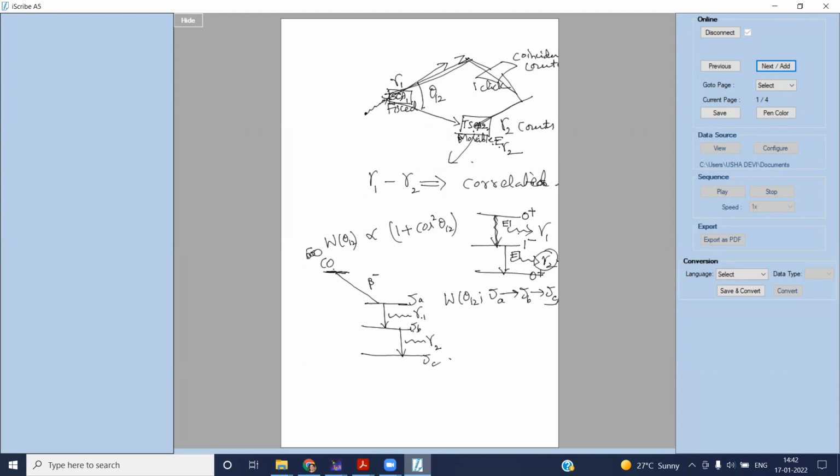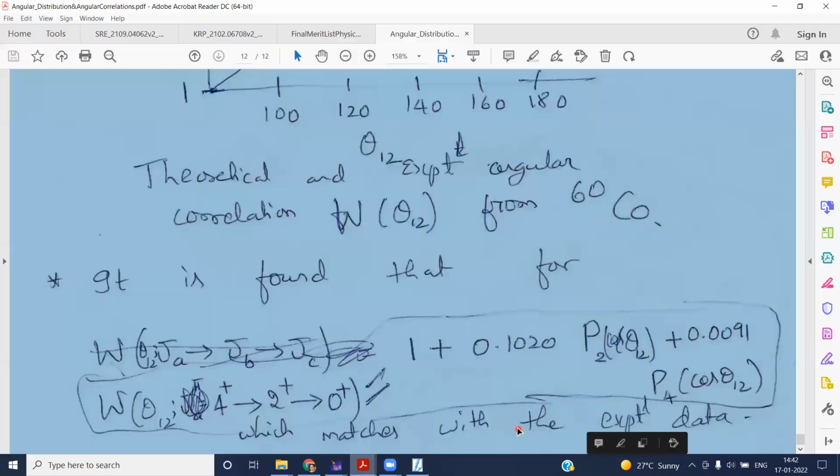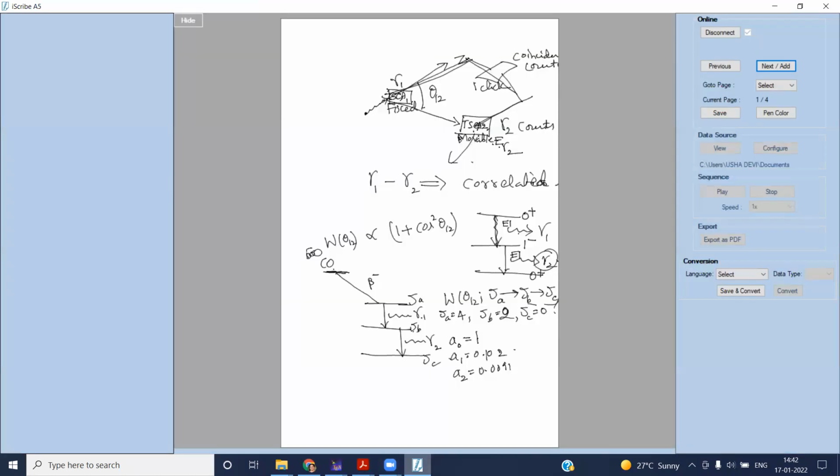If I do that, I will find when JA is equal to 4, JB is equal to 2, and JC is equal to 0, I get a correlation coefficient A0 equal to some value. A1 is, let us say, 0.0 something. A2 is whatever I have shown you here, a typical value, 0.102, and A4 is 0.0091, etc.